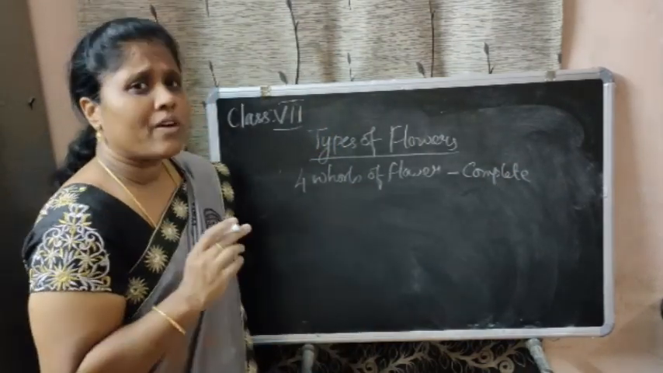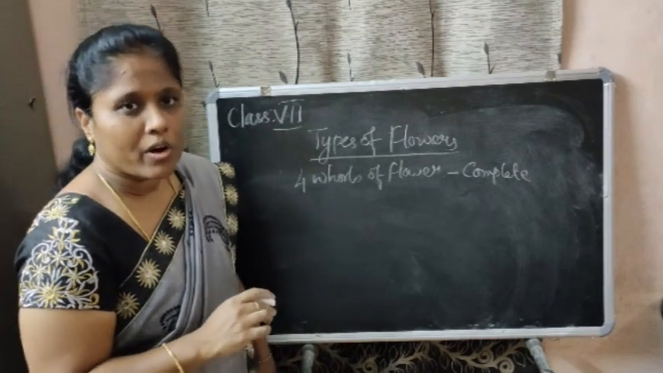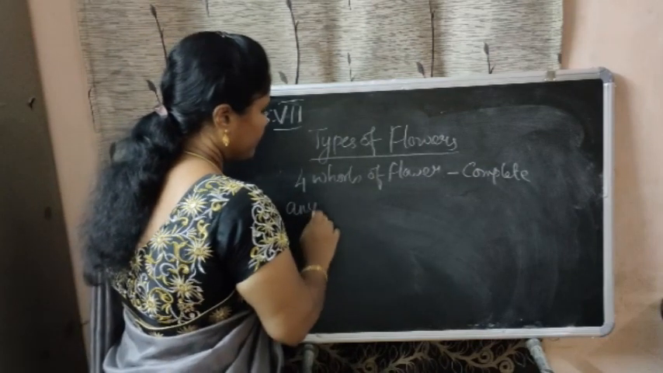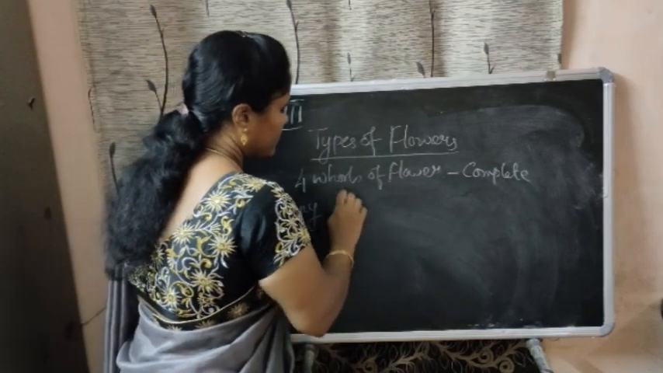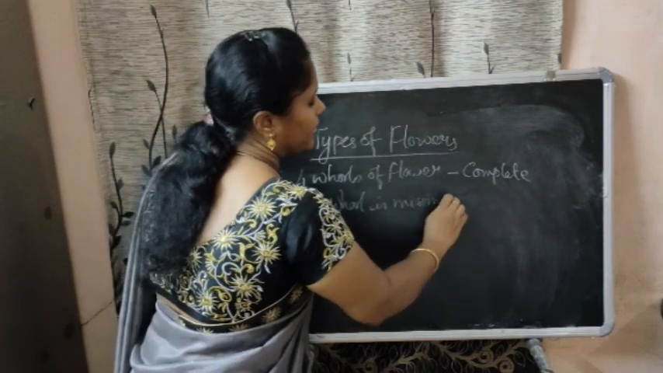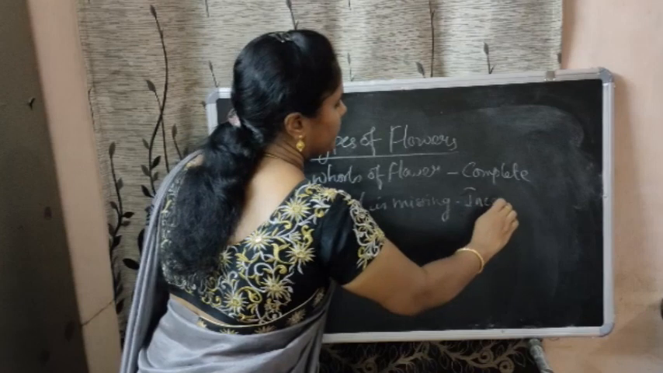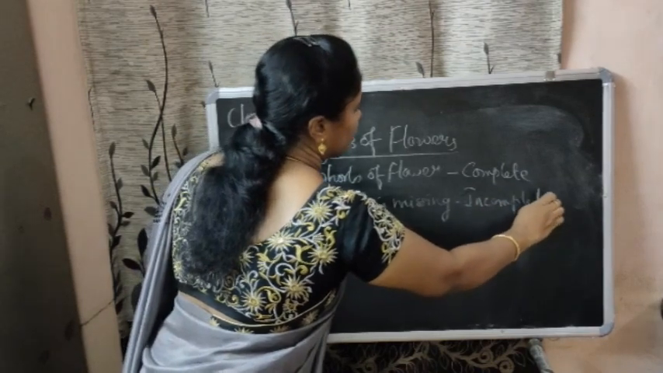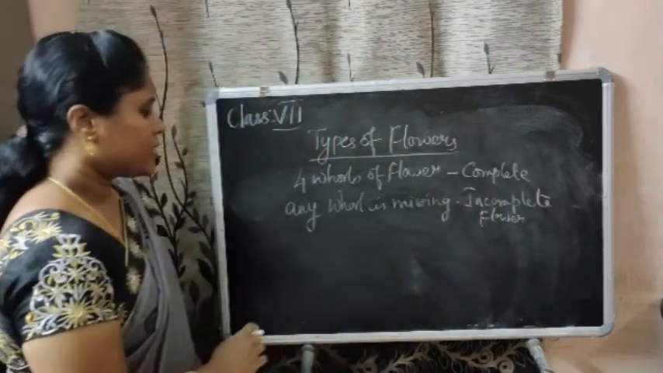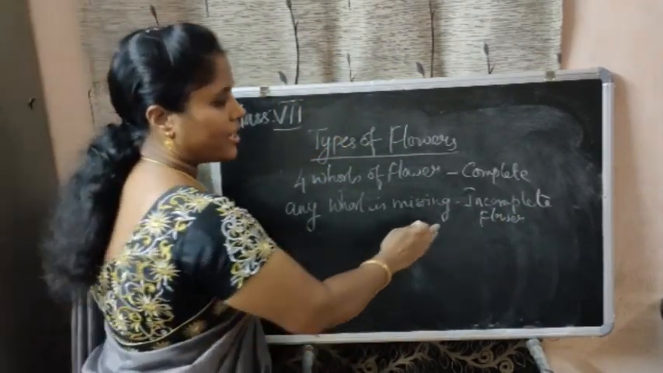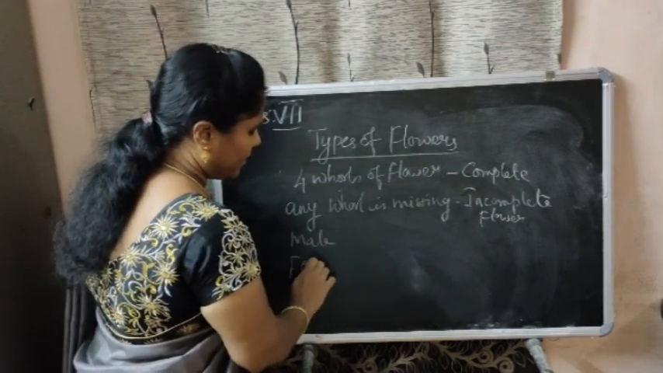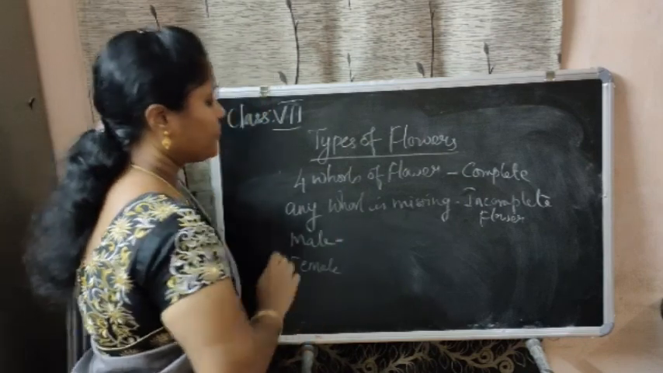If any one of the whorls is missing, then it is said to be an incomplete flower. So here also, in the incomplete flower, you have the male flower and the female flower.